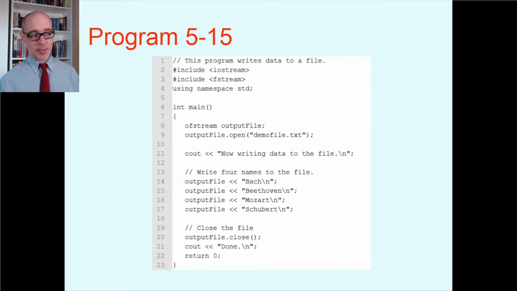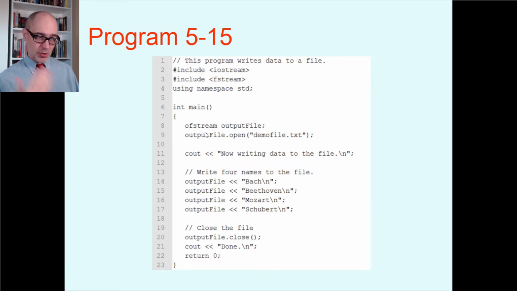Okay, and here are some examples of that. This is program 5-15 in the book. This is a program to write data to a file, writing data out from your program to the hard drive. So the very first thing that happens here on line 8 is they're going to have to declare a file stream object of type ofstream, an output file stream for bytes coming out of your program over to the hard drive. So this is a declaration on line 8.